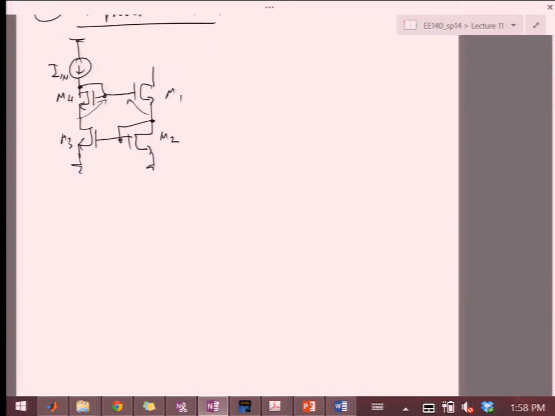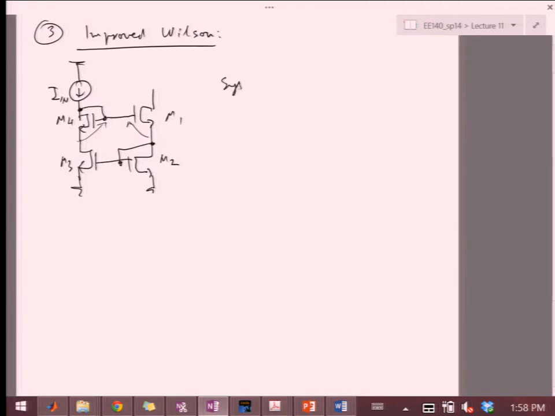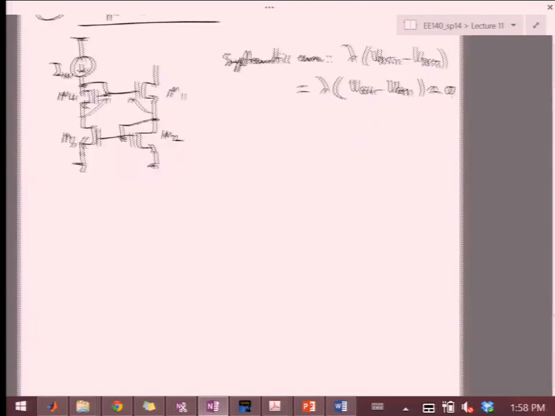And so to the first order, the systematic error is now still VDS2 minus VDS3, and is equal to lambda of VGS4 minus VGS1, which is approximately 0. So this difference between 4 and 1 is way, way smaller, and it's very close to 0. Okay.